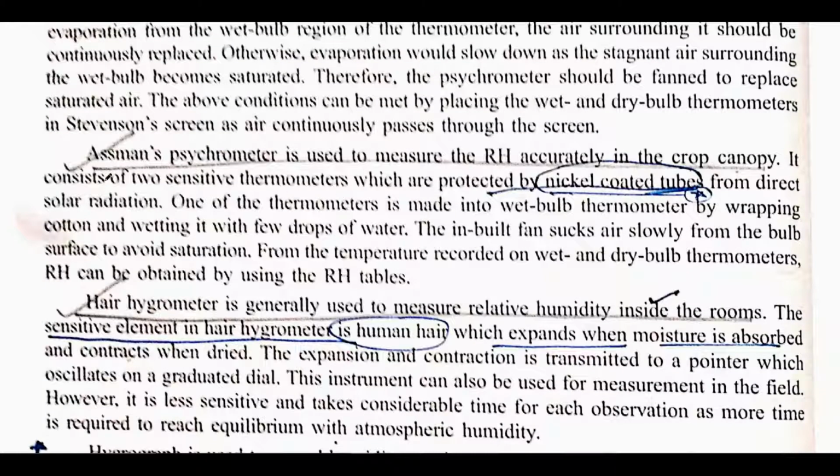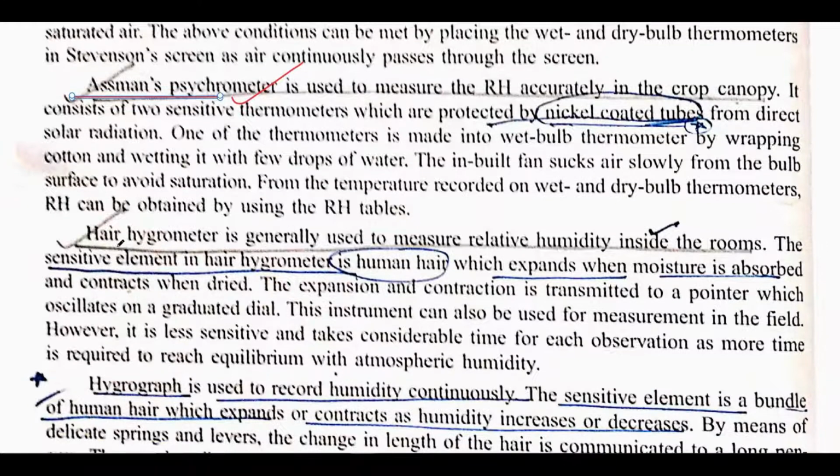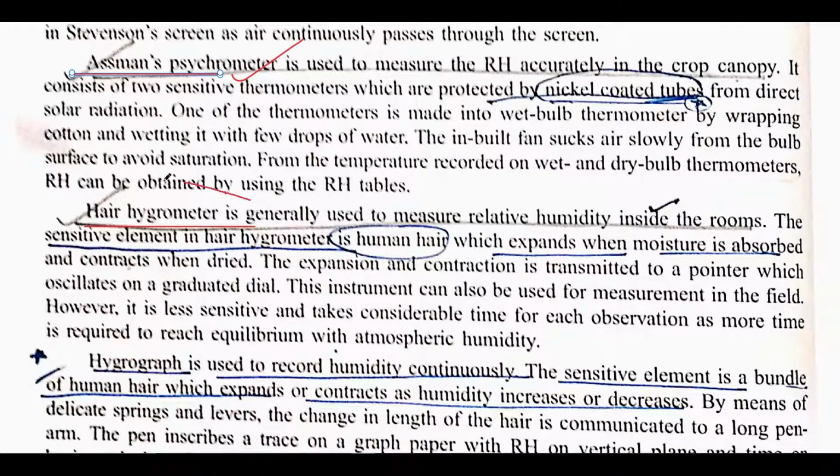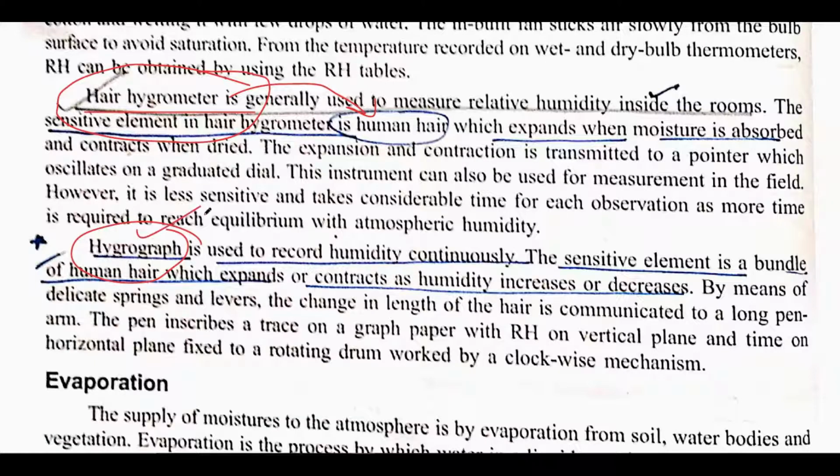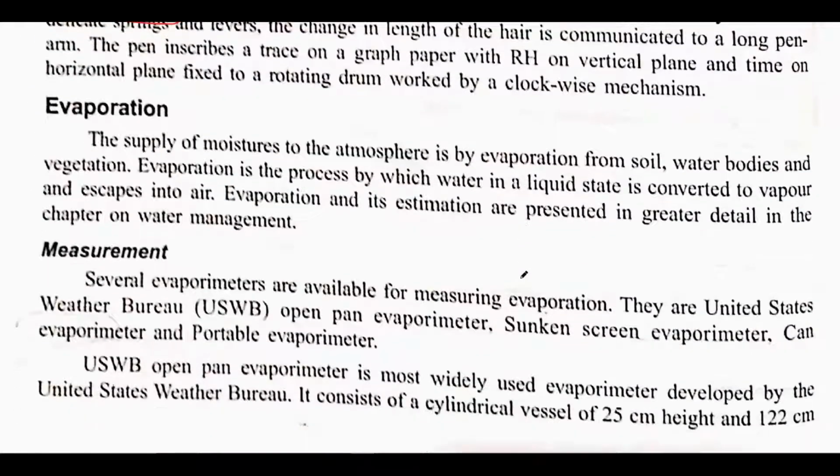Now the other instruments used for measuring relative humidity are the Assmann psychrometer and the hair hygrometer. As the name suggests, the hair hygrometer consists of human hair, which is a sensitive element, and in the case of the hygrograph also, human hair is used. In the hair hygrometer only some amount of human hair is used, while in the hygrograph mostly a bunch of hairs is used. The sensitive element is a bundle of human hair which expands and contracts as humidity increases or decreases.